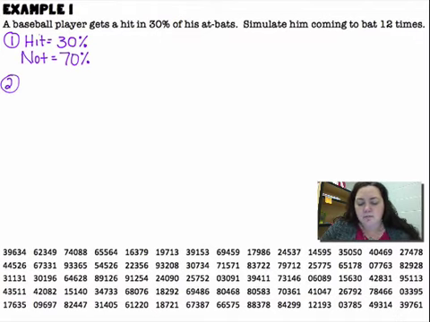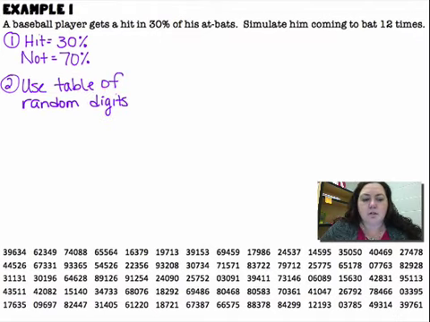So I'm going to run a simulation. I'm going to use the table of random digits, and I'm going to say hits are going to be numbers 1, 2, and 3. If it's not a hit, I'm going to use the numbers 4 through 9 and 0.